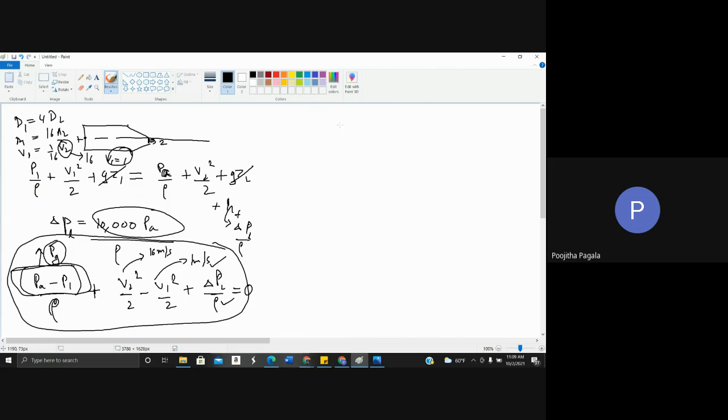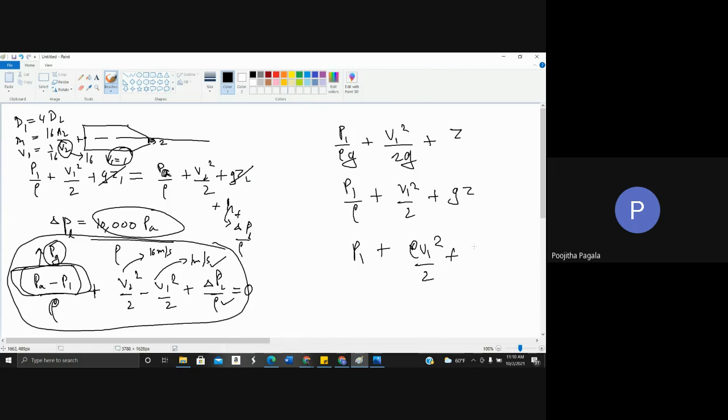So always remember there can be multiple forms of the Bernoulli equation. You can write it as P1 by rho g, sometimes as P1 plus V1 square by 2g plus Z, sometimes as P1 by rho plus V1 square by 2 plus gZ, or you can just write it as P1 plus rho V1 square by 2 plus rho gZ. All these forms are equivalent.